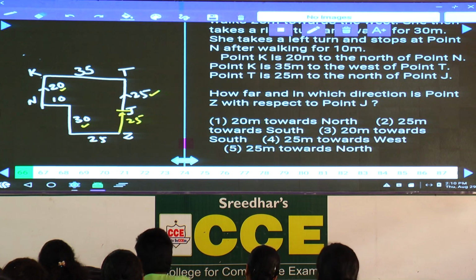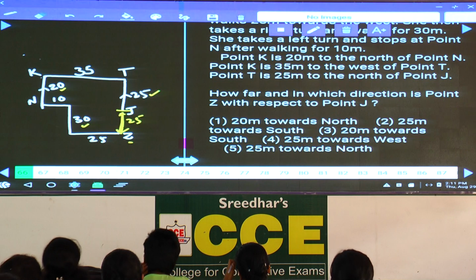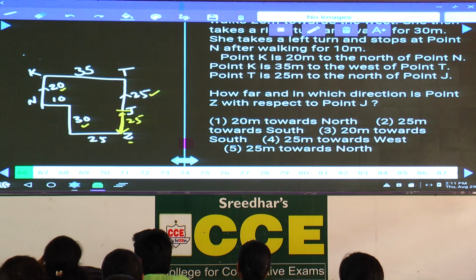And in which direction is point Z with respect to J? Z with respect to J means now we need to discuss about this Z. Z is towards south. Hence 25 meters towards south, choice 2.